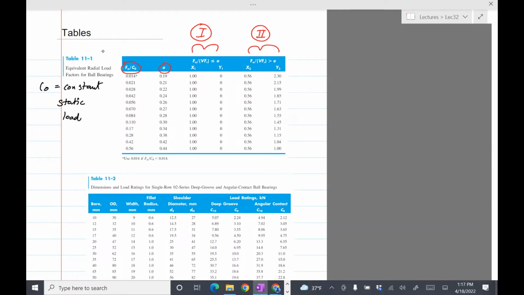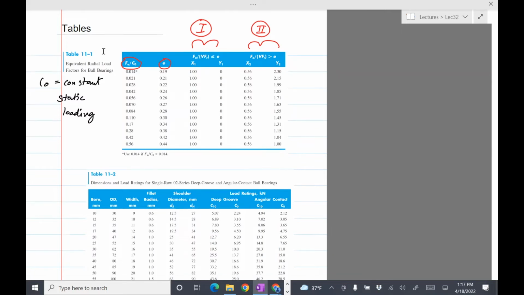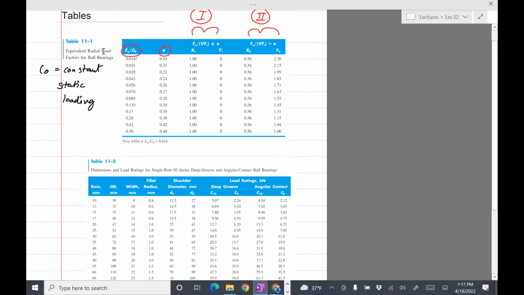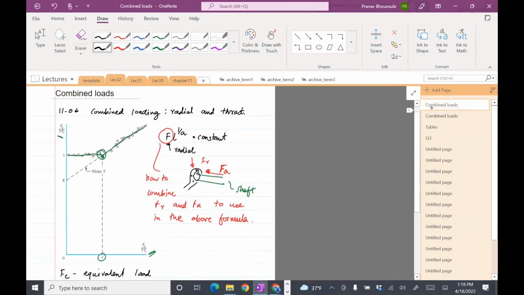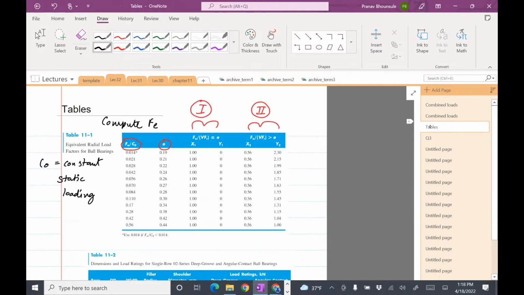So that's one part. That's how you go about figuring out FE, right? That was our whole purpose. So this is what we were trying to compute. Why were we trying to compute FE? Because once we know FE, we can use that equation F times L raised to 1 over A equals constant in order to figure out the life. Okay, so that's one piece.